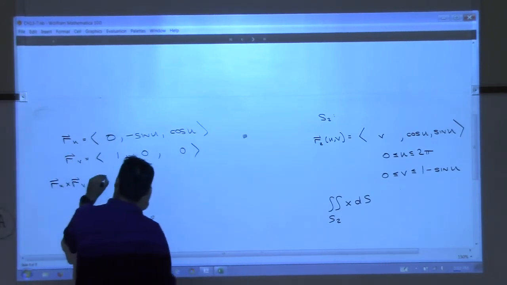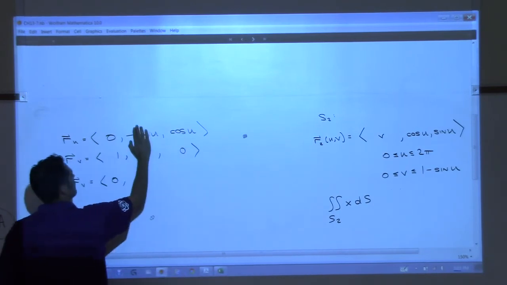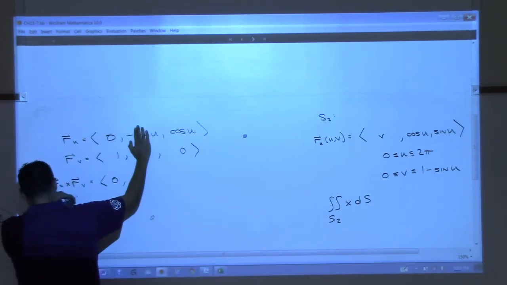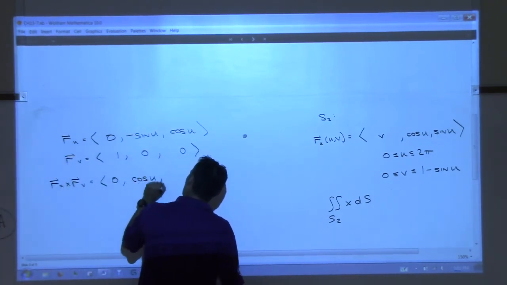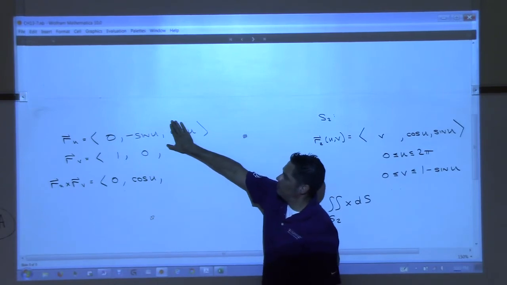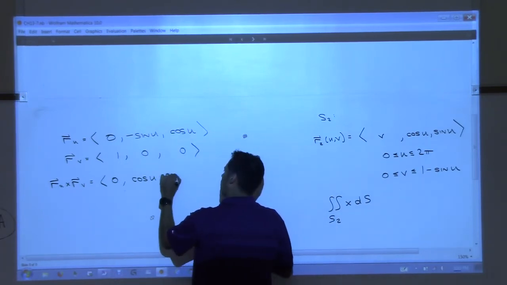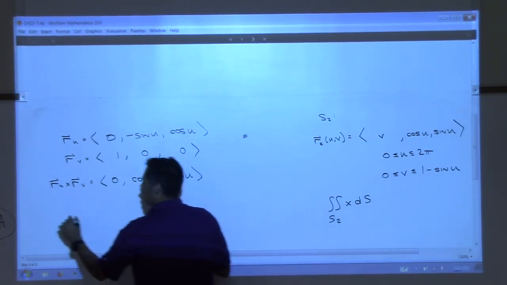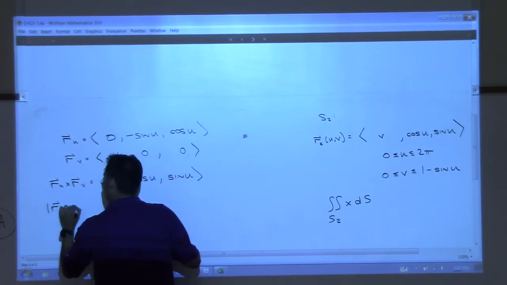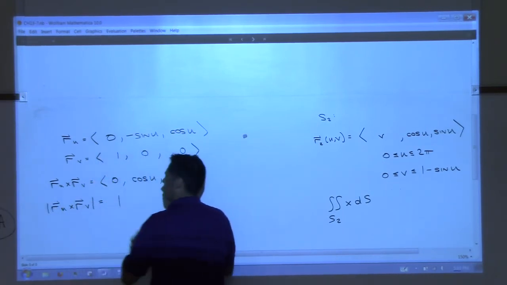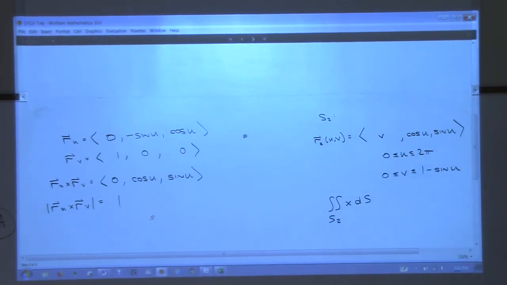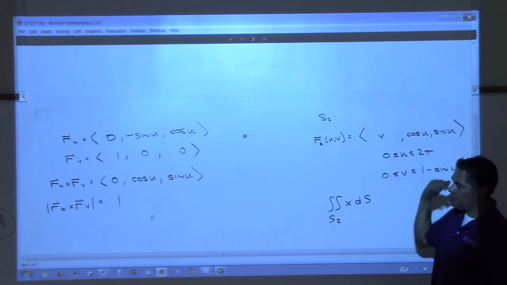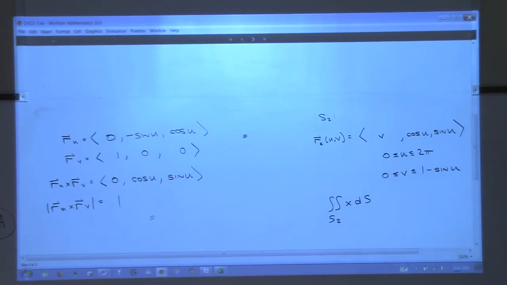Zero. Just cosine u. Sine u. Oh, we're about to get lucky. Oh, it's 1. It's 1. Magnitude of each of those things squared, added together. What extreme luck! Yeah, we got lucky here.